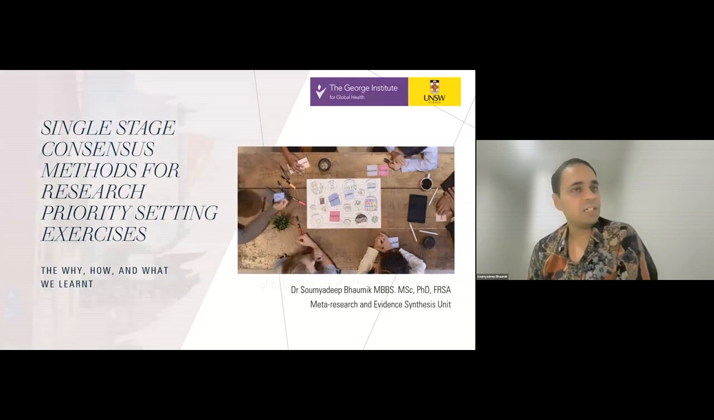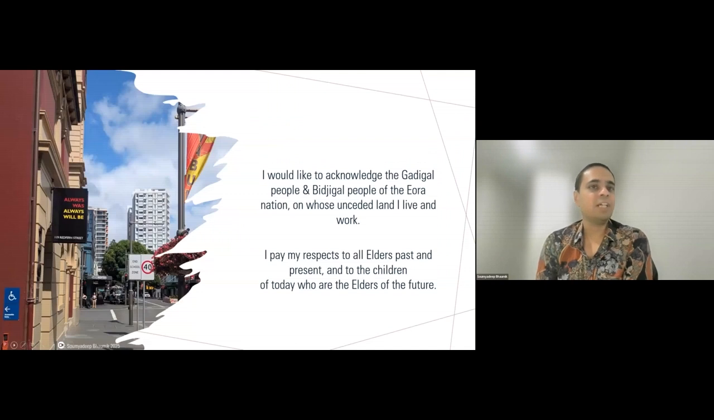Because I'm from Australia now, I would like to acknowledge the Gadigal people and the Bidjigal people of the Eora Nation, on whose unceded land I live and work. And I pay respect to all the elders, past and present, and to the children of today who are the elders of the future.